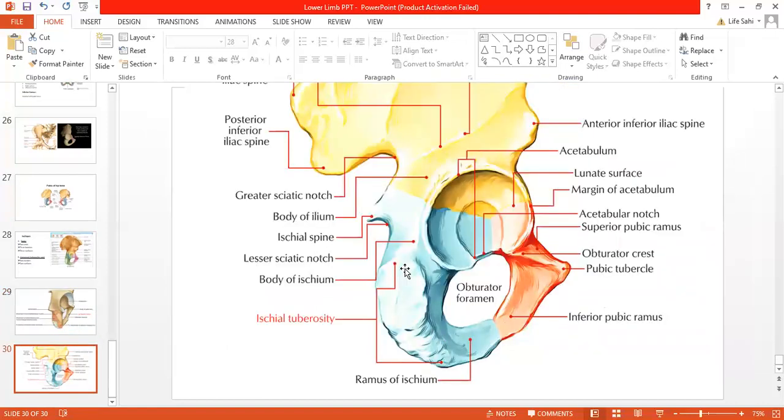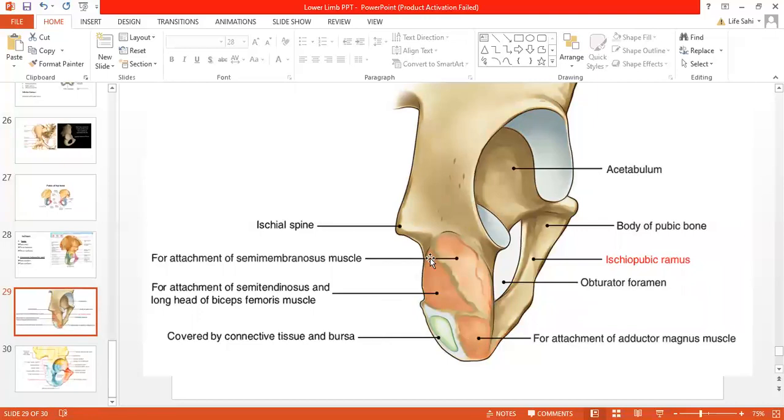Here is another diagram showing the ischial tuberosity, which is divided by a transverse ridge into an upper part and a lower part. The upper area is divided further by an oblique line into supralateral and inframedial parts, whereas the lower area is divided by a vertical ridge into an outer part and an inner part.